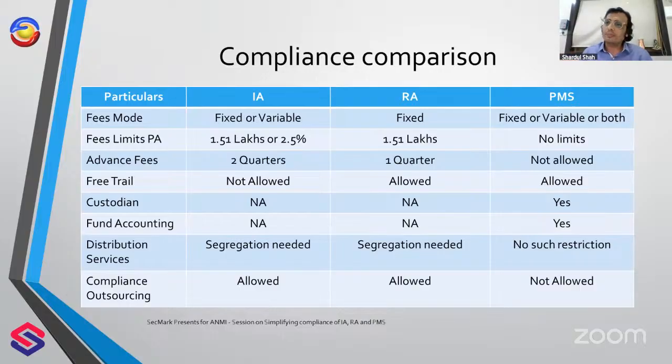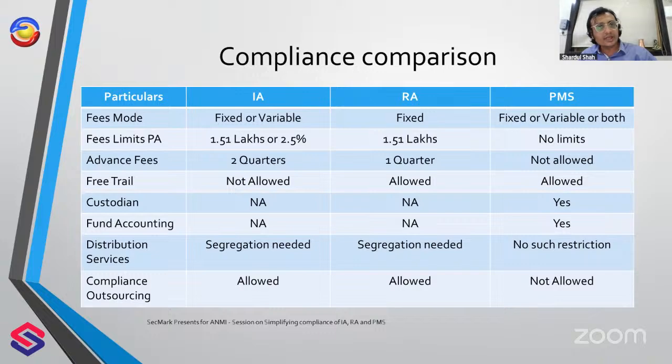With regard to the payment methodology, in case of IA, you can take advance fees for a period of 2 quarters maximum. For research, you can take the fees 1 quarter in advance, and in PMS, you are not supposed to take any fees in advance from the customer.